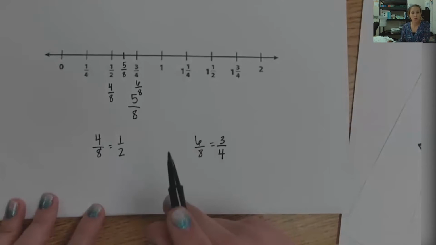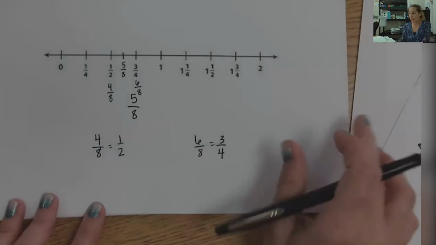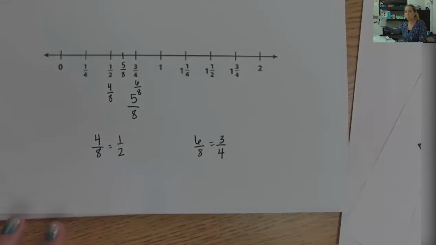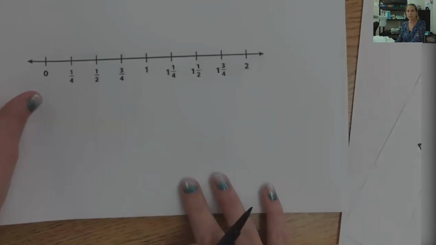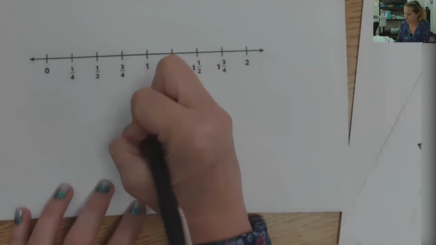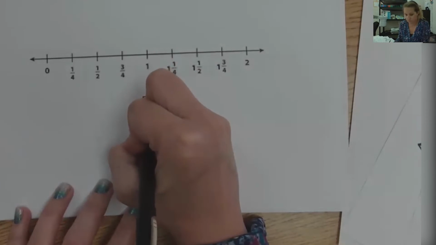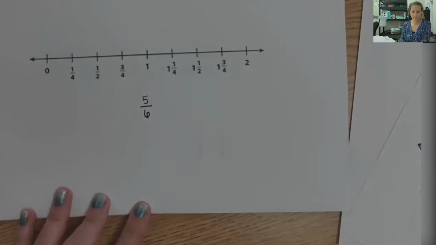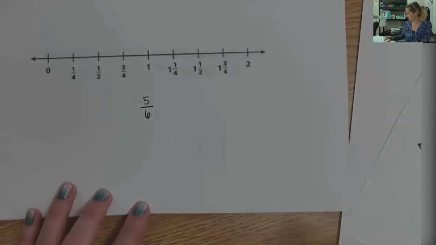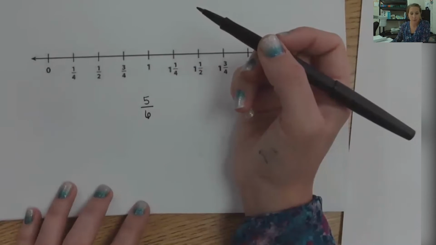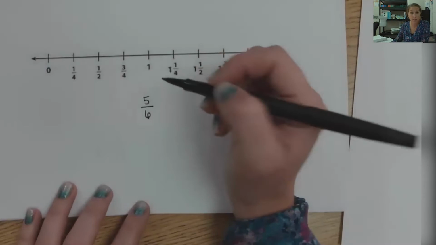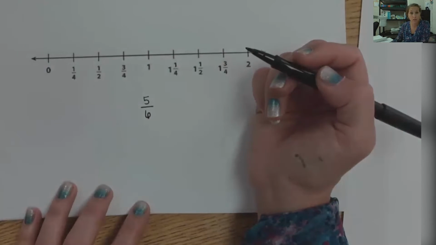Between what two benchmarks is 5/6? Did you say that it was between 3/4 and a whole? This one's a little bit more difficult.